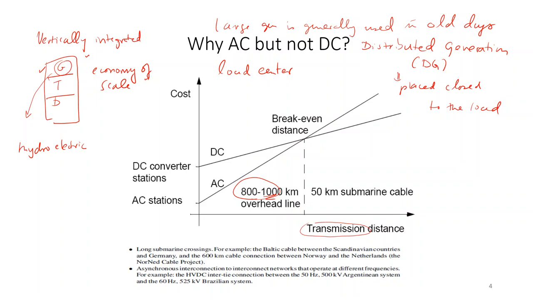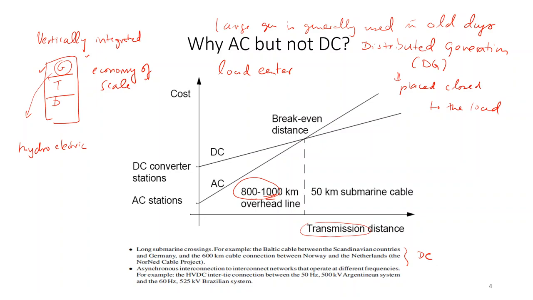That is the reason why we use AC. Well, for the DC, for example, in the bullet here, you see the long submarine crossing, such as the Baltic Cable between the Scandinavian countries and Germany, and the 600 kilometer link between Norway and the Netherlands. In that case, most of the time people have used direct current instead of alternating current.